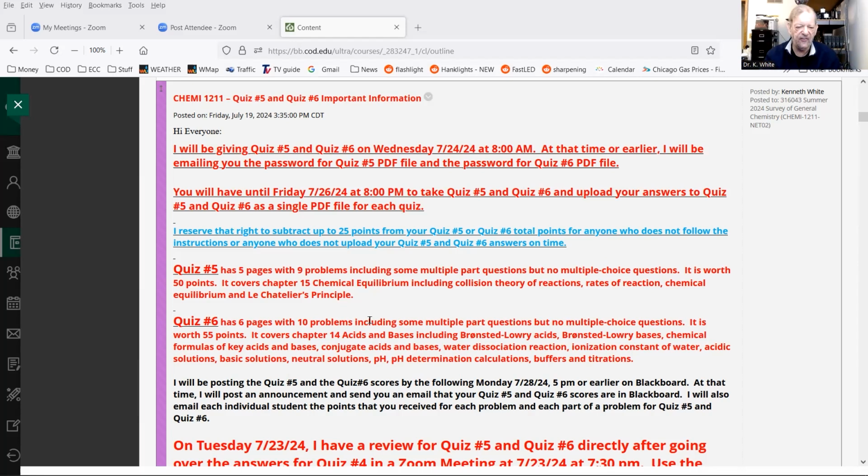Quiz 5 has 5 pages, 9 problems, some multiple part questions, no multiple choice. It's worth 50 points. It covers chapter 15, which is chemical equilibrium, including the collision theory of reactions, rates of reactions, chemical equilibrium, and Le Chatelier's principle, which is not how you pronounce it if you know how to speak French, which Dr. White doesn't.